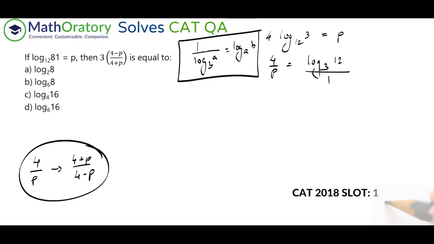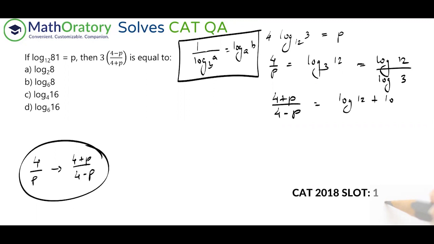Or what you can do is, if you want to simplify things a little further, you can treat this instead of log 12 base 3 as something like log 12 by log 3 with a common base, let's say base 10 or something. So I'm ignoring that base as of now. So now apply componendo dividendo. So you have 4 plus p by 4 minus p is equal to log 12 plus log 3 upon log 12 minus log 3. Now log 12 plus log 3 is log 36, and log 12 minus log 3 is log 12 by 3, so that is log 4.